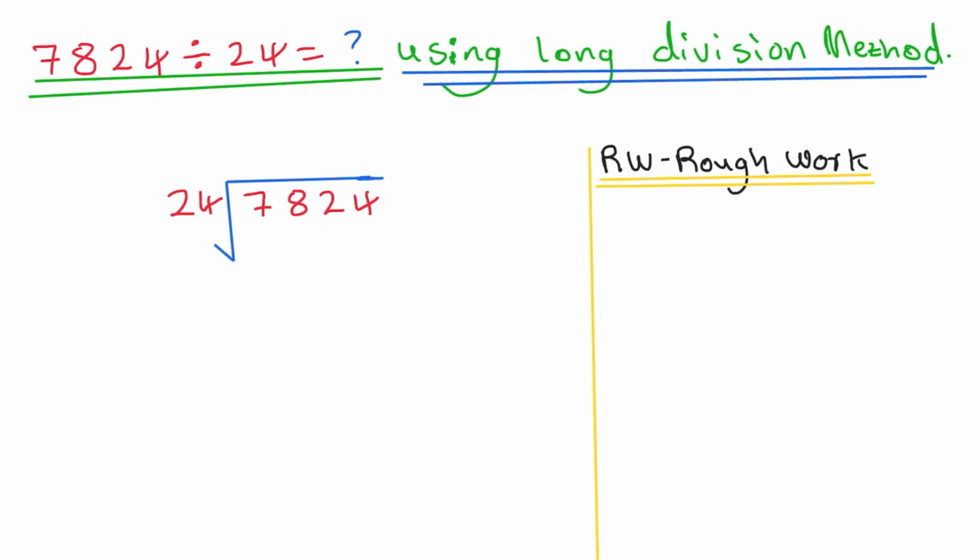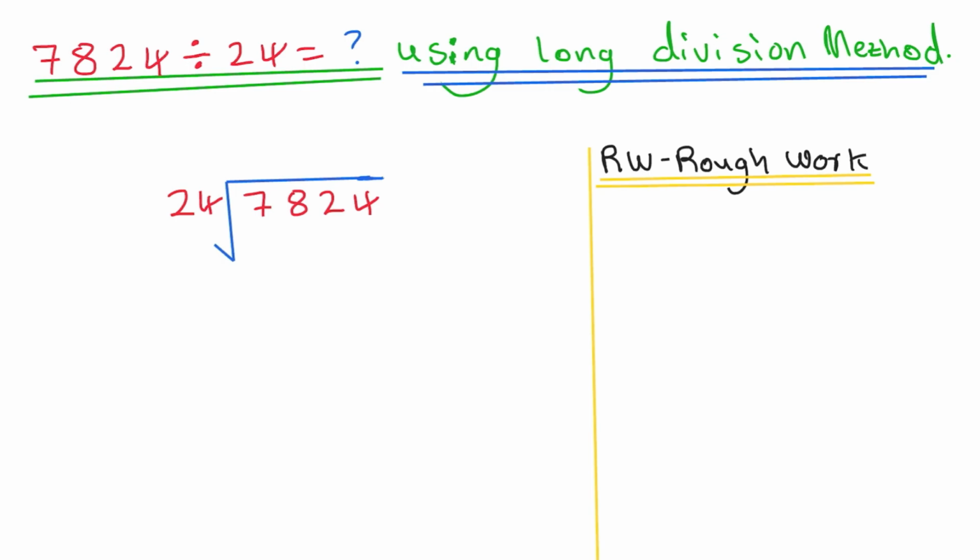Okay. As you can see right now, we have 7,824 divided by 24. And when they say a big number divided by a small number, the one that is going to be divided by will be outside. The small one will be outside, right? And the big one will be inside. So as you can see, I wrote the big one in here, the small one outside. Clear? So this is what I'm going to do, right? I'm going to write everything, right?